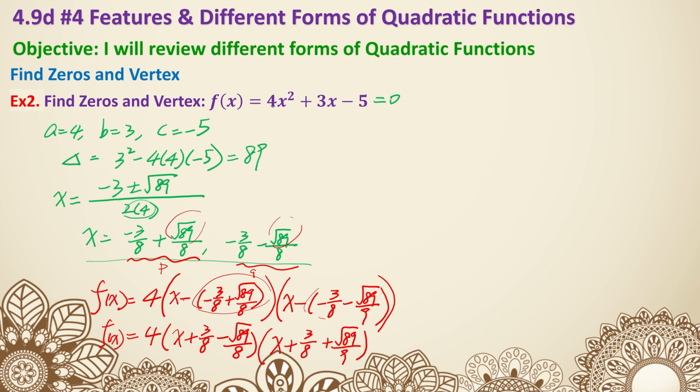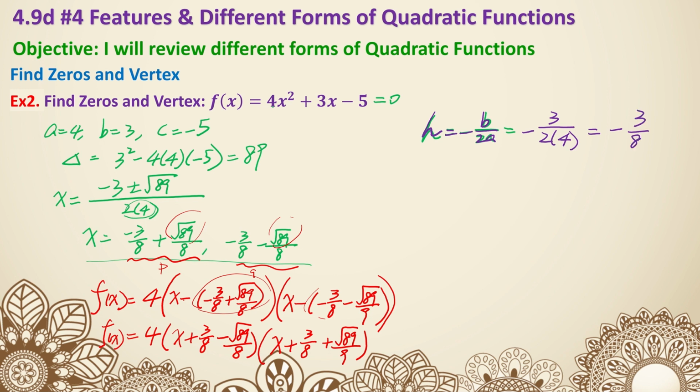Next, let's find the h. h is going to be negative b over 2a, which is, well, let me actually use a different color. h is negative b over 2a. So we have a negative 3 on the top, which is our b, and 2 times 4 is our 2a. So we have negative 3 over 8.